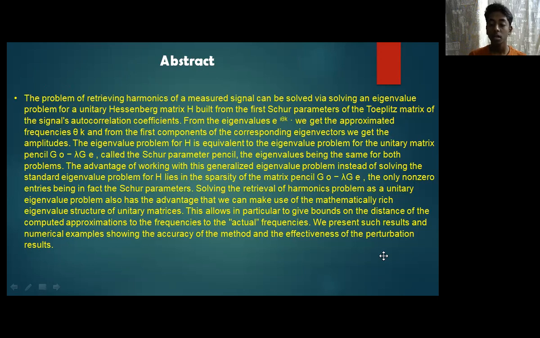parameters. Solving the retrieval of harmonics problem as a unitary eigenvalue problem also has the advantage that we can make use of the mathematically rich eigenvalue structure of unitary matrices, which allows in particular to give bounds on the distance of the computed approximations of the frequencies to the actual frequencies. We present such results and numerical examples showing the accuracy of the method and effectiveness of the perturbation results.